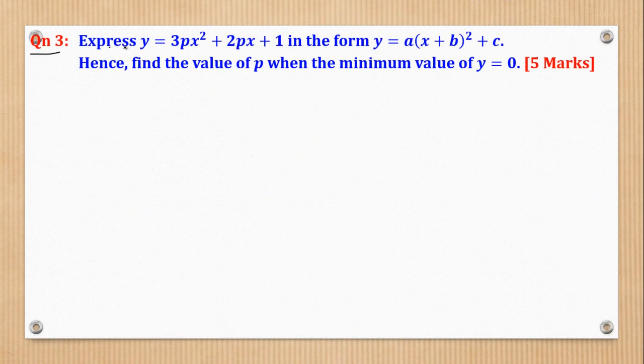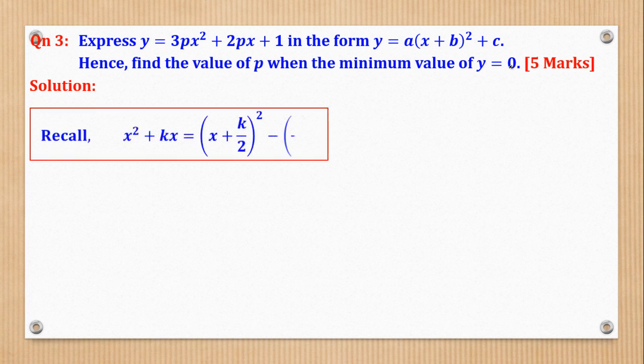Then question 3 says, express this in the form this, and hence find the value of P when the minimum value of y is equal to 0. So I expect that by now you are conversant with what we call completing squares, because it will be used. But we can recall it somewhere, where we say that x squared, I think realize that here the coefficient of x squared is 1. Always remember that the coefficient of x squared must be 1 before you complete squares.